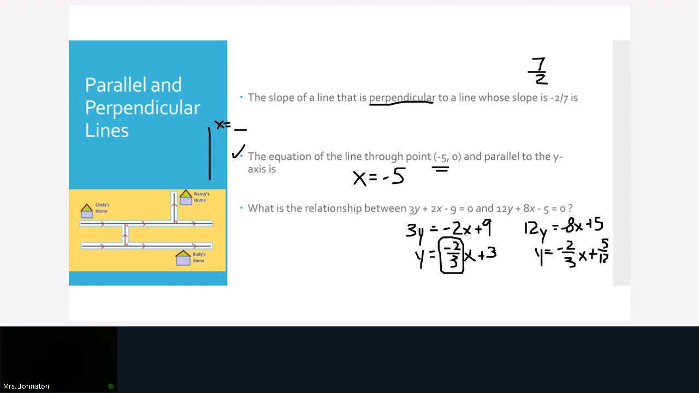So as it turns out, they both have the identical slope, and if two lines have an identical slope, they are parallel to each other. They will never intersect because their slope is the same. So these two are parallel.